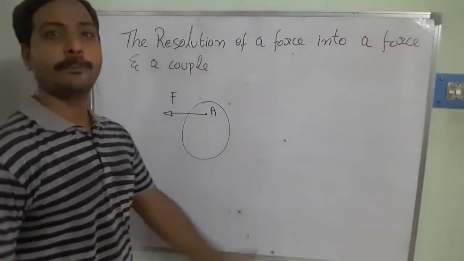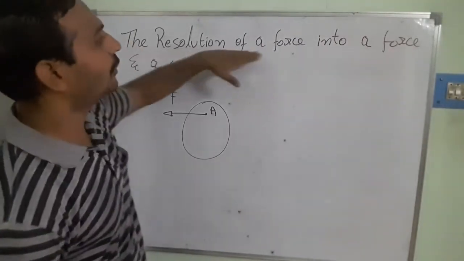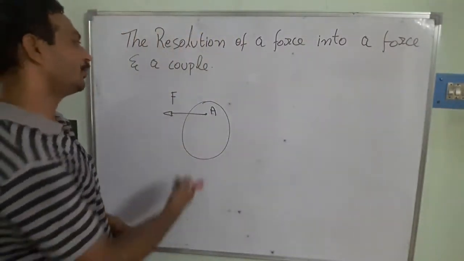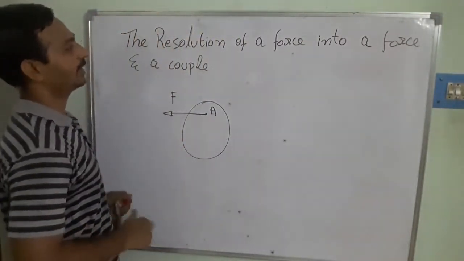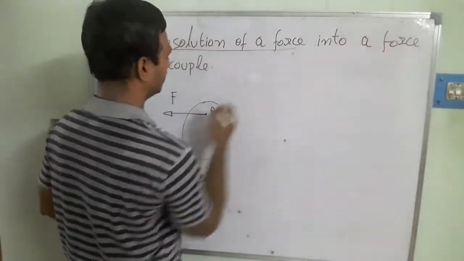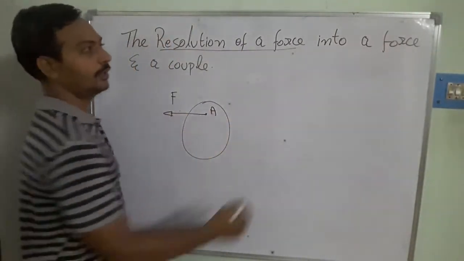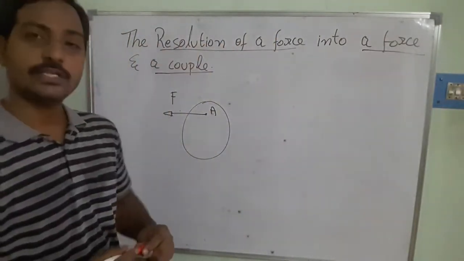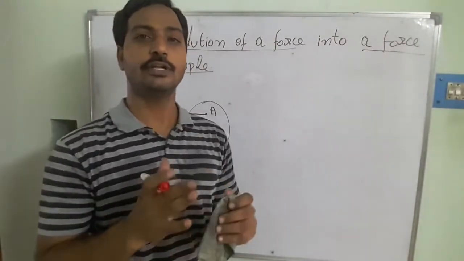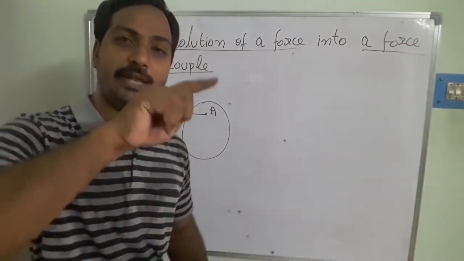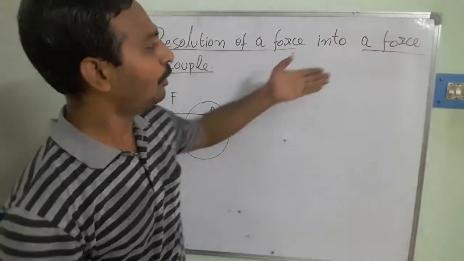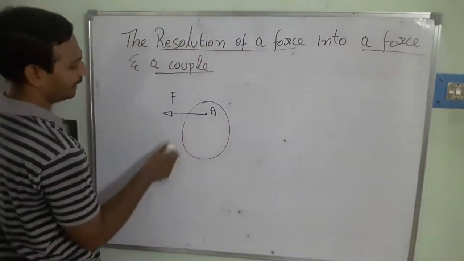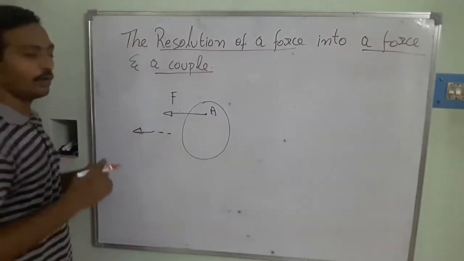In continuation of parallel forces, here is the resolution of a force into a force and a couple. Initially the body is subjected to a force. We need to resolve this force into another force and a couple. We have already seen that a couple, the force into the distance, makes the body take rotational motion. But when I apply this force, the body tries to move in the translatory direction. So I don't want to go with this part.